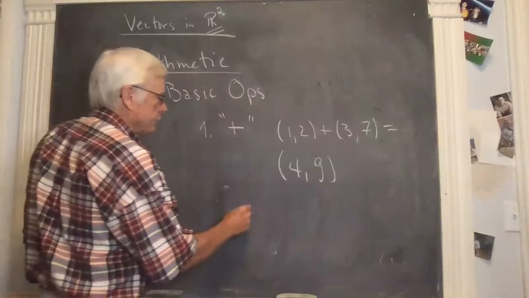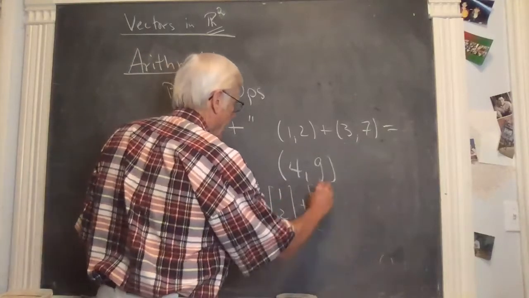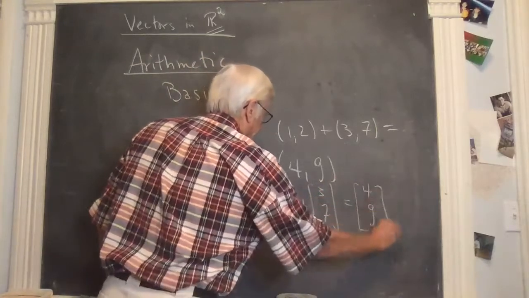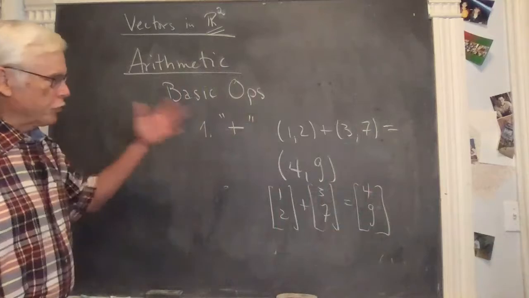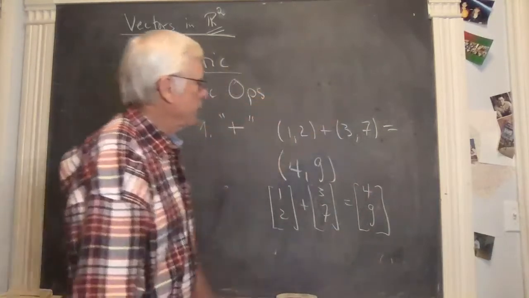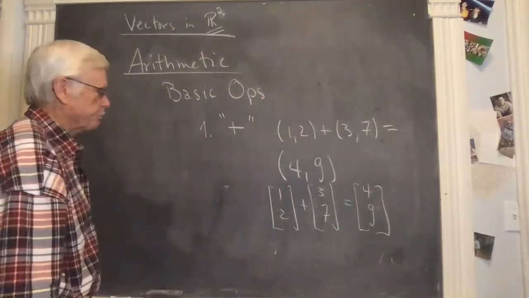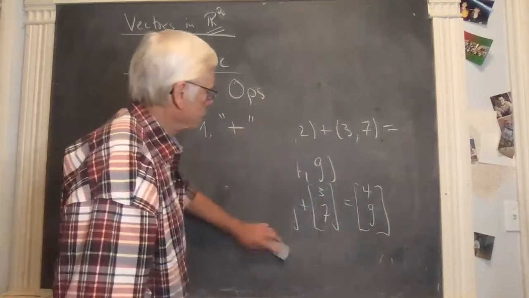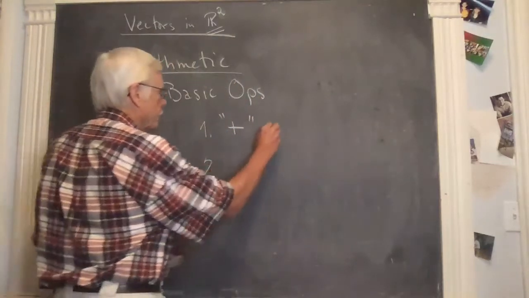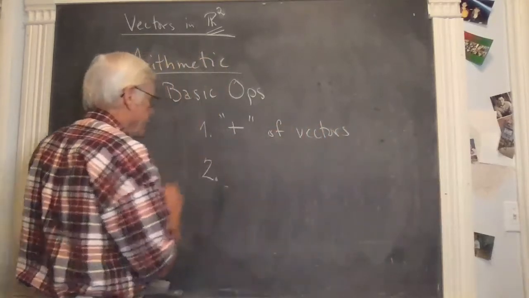And you could add as columns, I mean, it's the same. So addition of vectors works like this. This is called component-wise. These are the components. You add the first components, you add the second components, and you get the result. So any 2 vectors can be added.